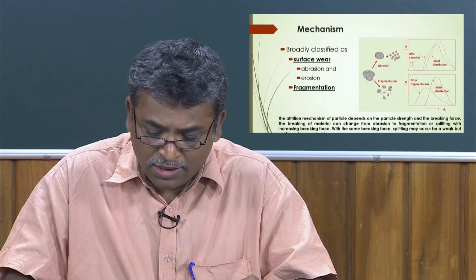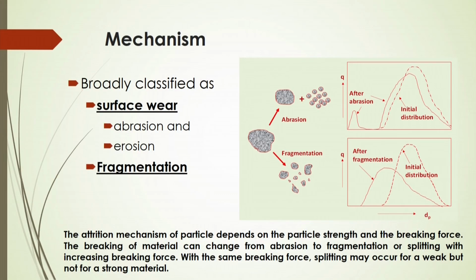So, we have to know something about the attrition characteristics inside the bed. Now, what is the mechanism of this attrition? You will see this mechanism can broadly be classified as one called surface wear, another called fragmentation. Now, what is surface wear? Surface wear may be of two types, abrasion and erosion.